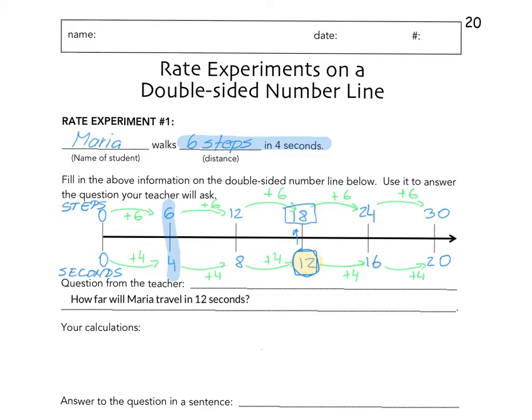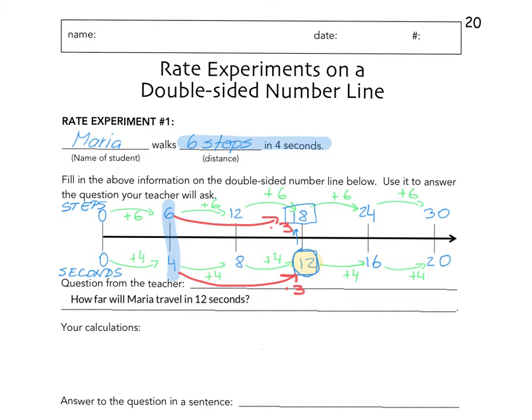The other way of doing it is replacing addition with multiplication. I went 6 plus 6 plus 6. I added 6 3 times. Instead of saying 6 plus 6 plus 6, I can say 6 times 3 is 18. And then if I multiply top by 3, I have to do the same at the bottom. I'm going to multiply bottom by 3. So this is another way. On the double-sided number line, we can use addition, but we can also use multiplication.